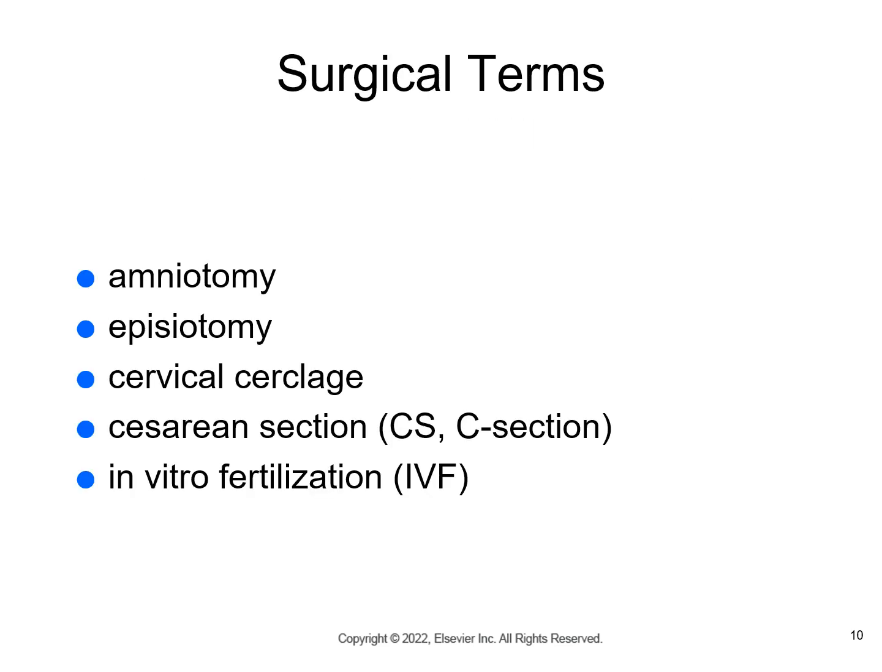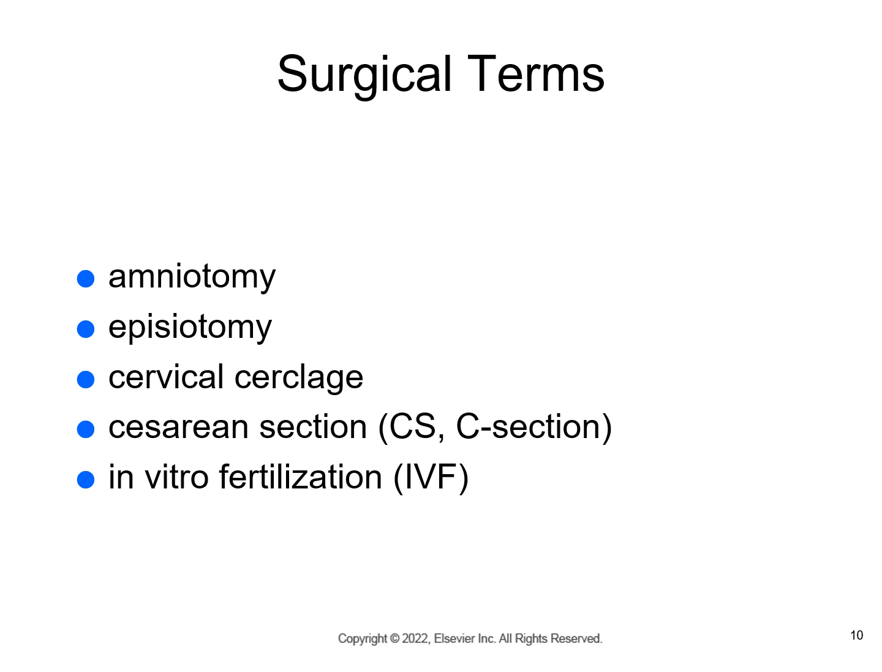Some surgical terms. We have amniotomy, which is a rupturing of the amniotic sac during labor. Often the amniotic sac will rupture on its own, but if it doesn't, then sometimes the obstetrician or the midwife has to rupture it so that the baby can be born. An episiotomy is a cutting of the vulva, at the vaginal opening, to increase the size of the vaginal opening to allow for the passage of a baby if it's too tight.